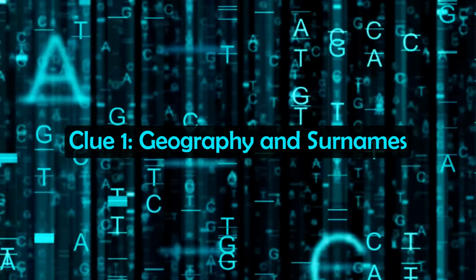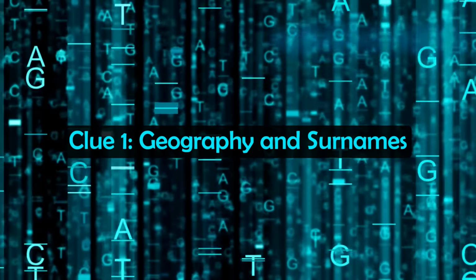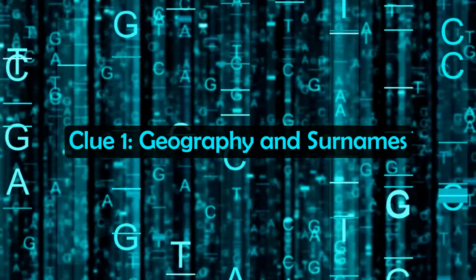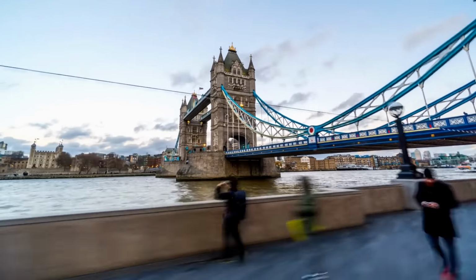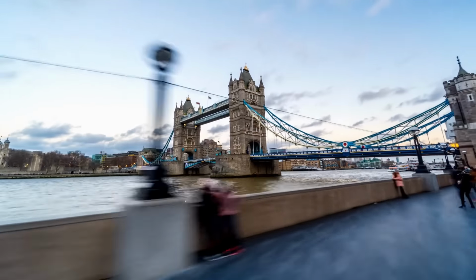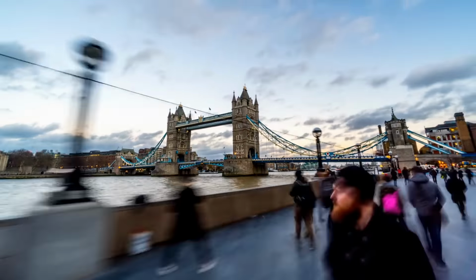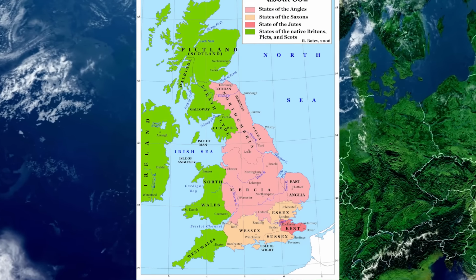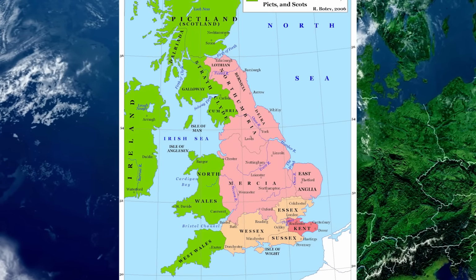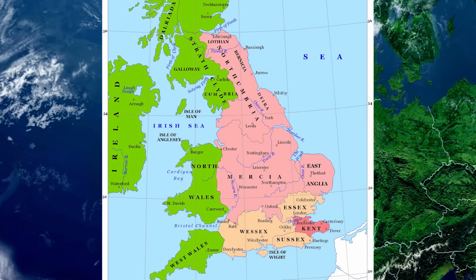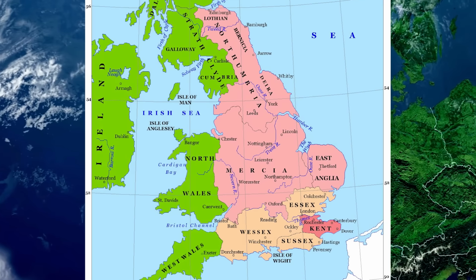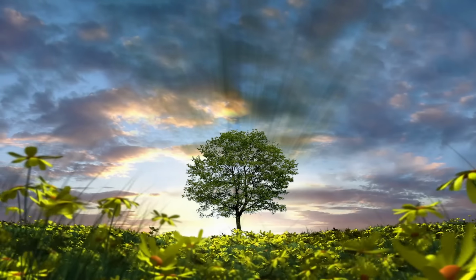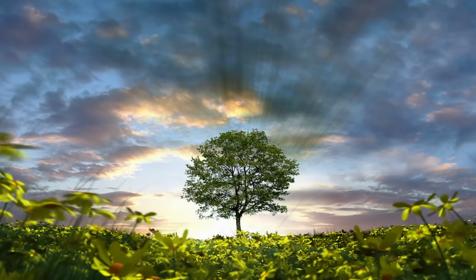Now, clue 1 is geography and surnames. Location in particular is very important, as the influence of these two peoples was not uniform across the lands they influenced. If we look at Britain and Ireland for instance, Anglo-Saxon influence was greatest in the east and the southeast of England, particularly in regions such as East Anglia, Kent and Sussex. This is where tracing your family tree can help a lot.